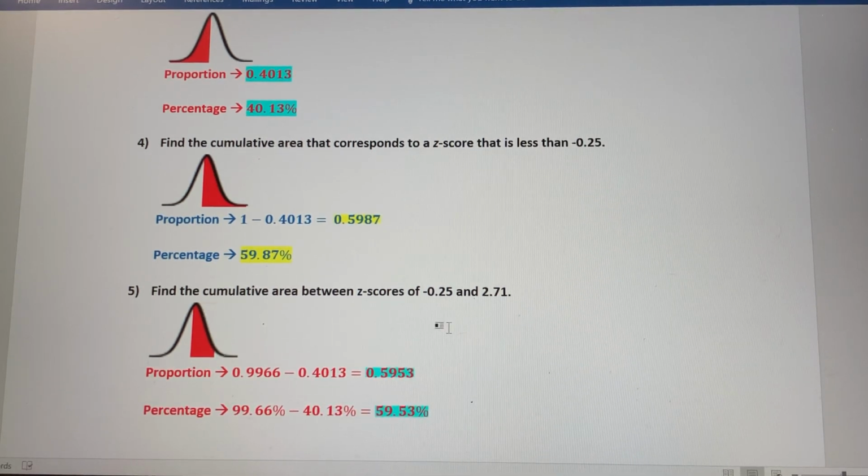59.53%. So that's how you use z-scores and the standard normal table to determine proportions and percentages of values in a data set.